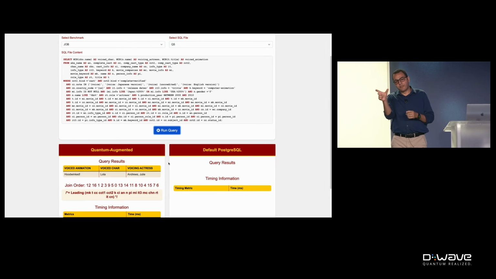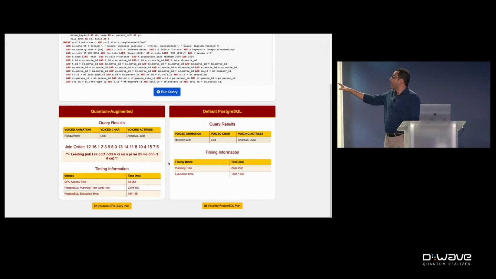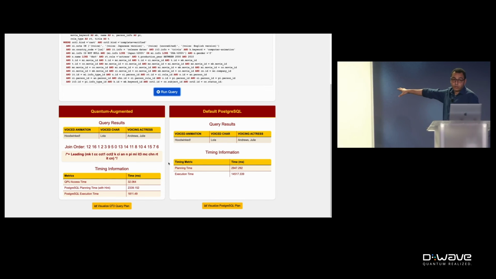And in a specific period, like between 2000 and 2010, and having a specific pattern in their name, starting with AN, or having AN in their name. So this is a very, very constrained query. And as you can see, on the left side, we have the quantum augmented approach, and on the right side, we have the default Postgres system.